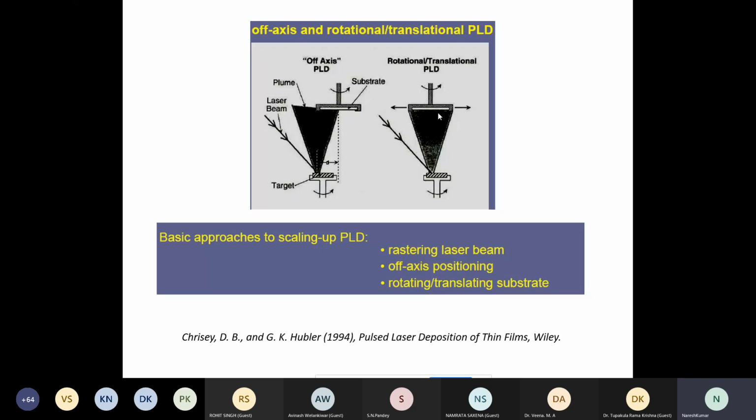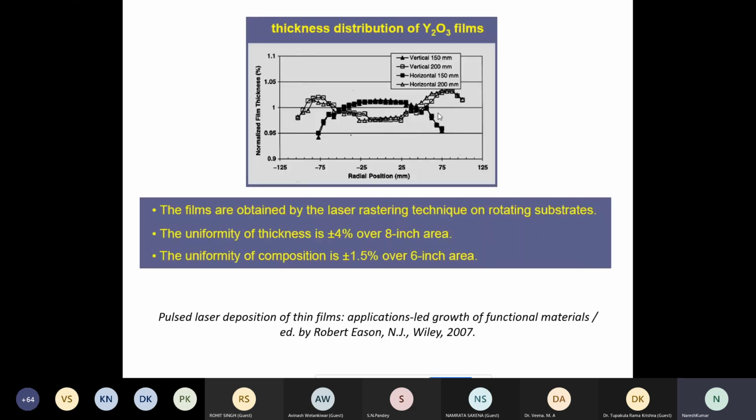One can do that. Not easily, but yes, it has been established. Like if you see here, it has been shown that if you rotate the substrate heater or holder, then the thickness variation over an 8-inch area is about 4%. So that's how it has been shown, right?